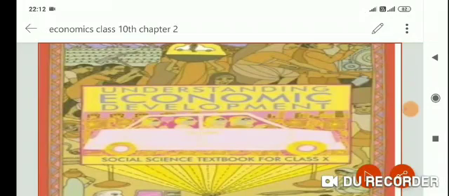Now today your subject starts economics and chapter number 2, Sectors of the Indian Economy. Students, first of all you can see that this is your subject book, Understanding Economic Development, the Social Science textbook for class 10. Today we start the sectors of the Indian economy, and this chapter number is 2.